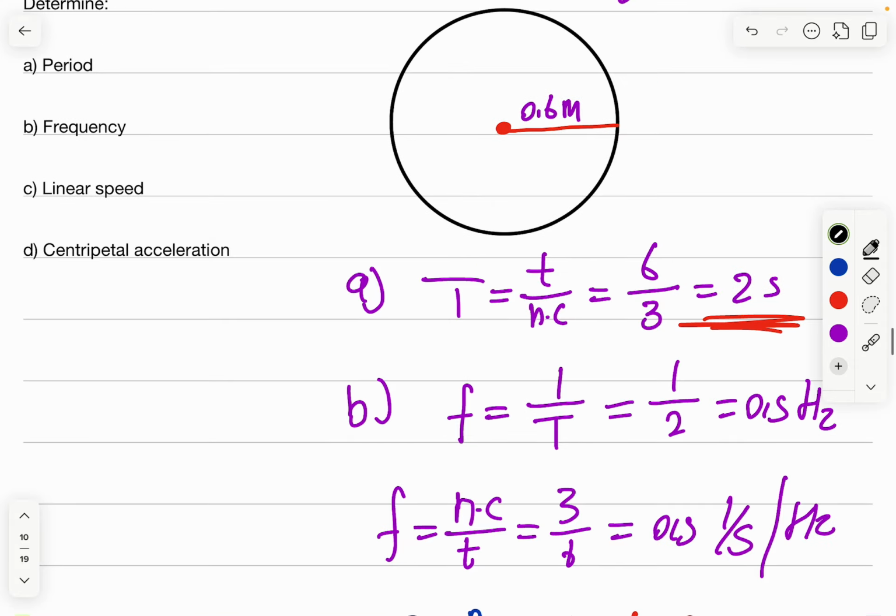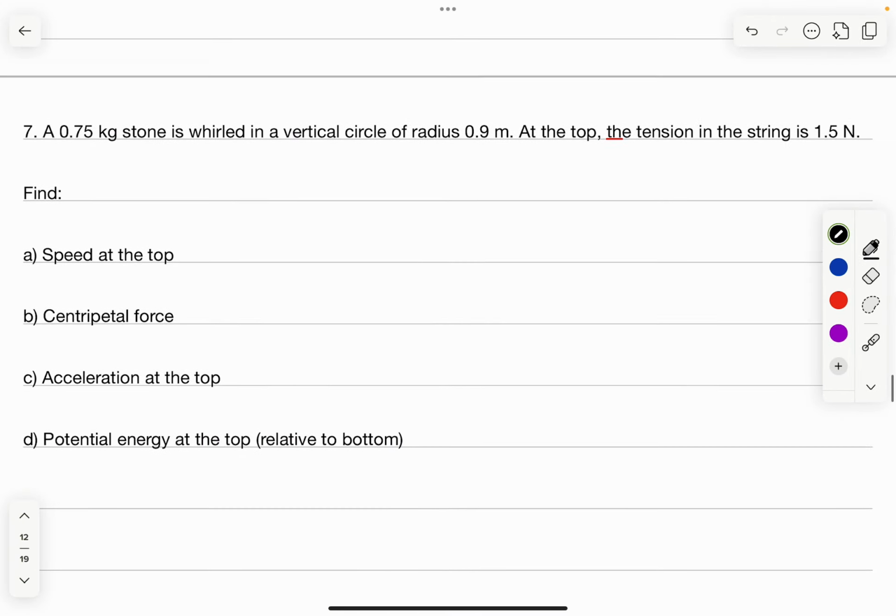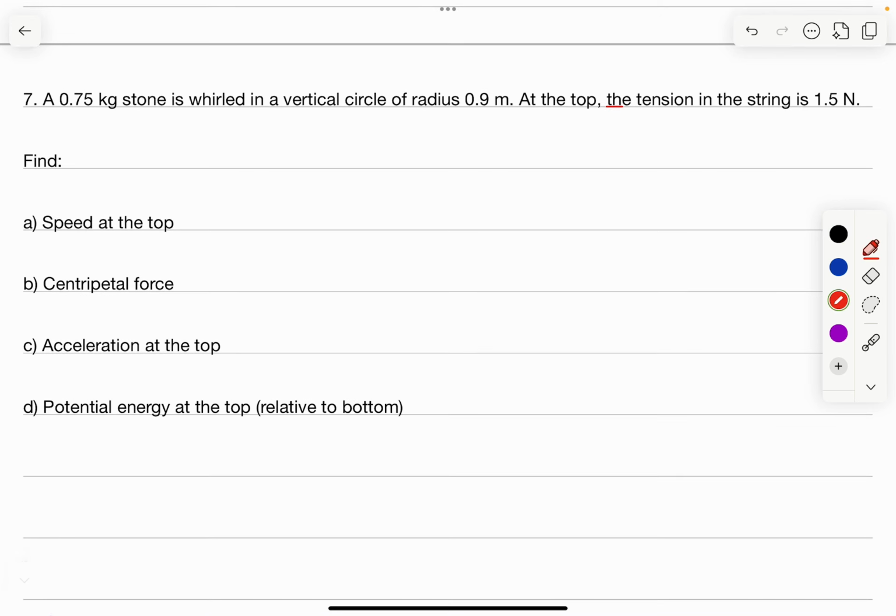So that was number 6. Let's go on to number 7. Number 7, they are talking about 0.75.